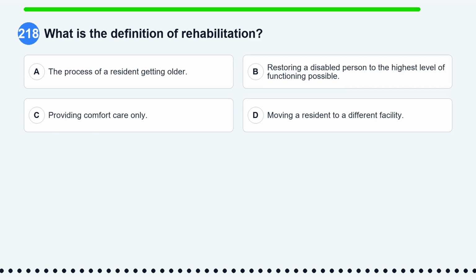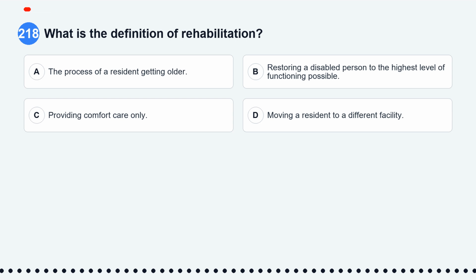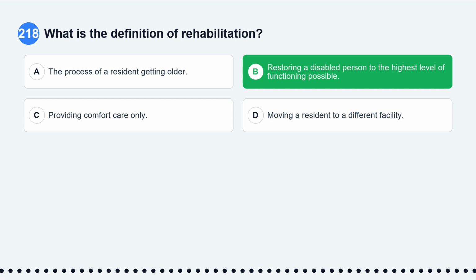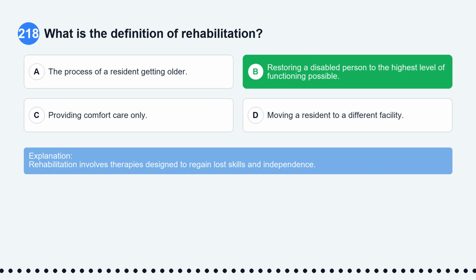Question 218. What is the definition of rehabilitation? Option A. The process of a resident getting older. Option B. Restoring a disabled person to the highest level of functioning possible. Option C. Providing comfort care only. Option D. Moving a resident to a different facility. The correct answer is option B. Restoring a disabled person to the highest level of functioning possible. Rehabilitation involves therapies designed to regain lost skills and independence.